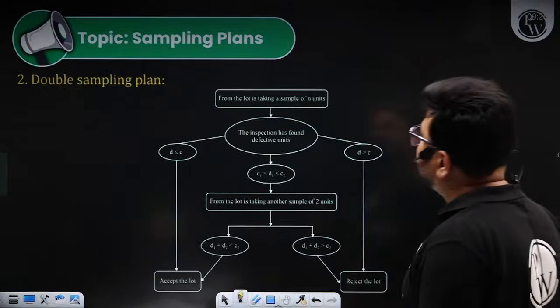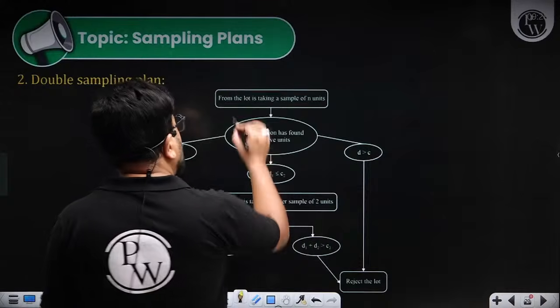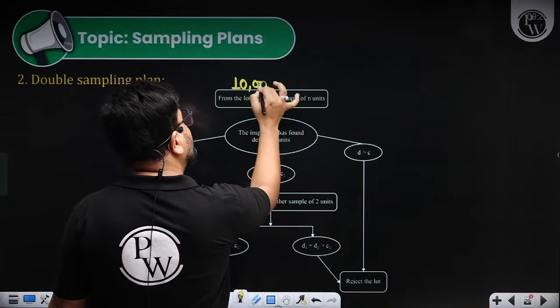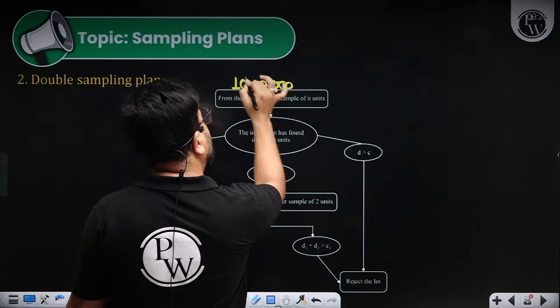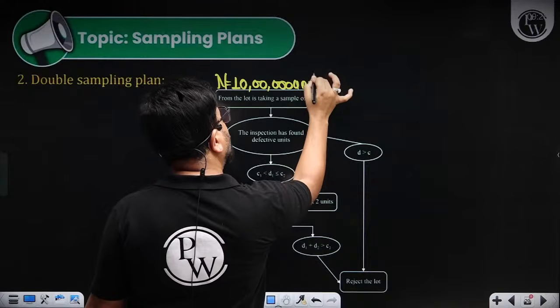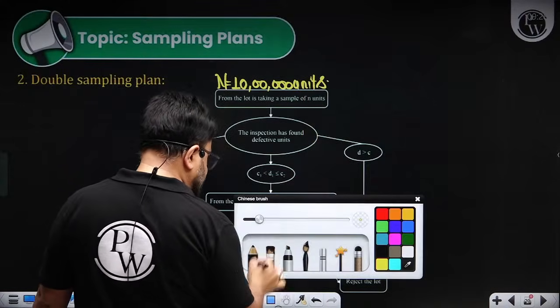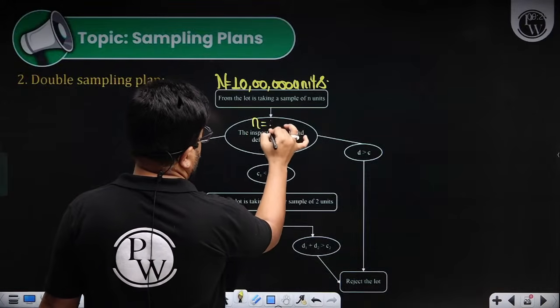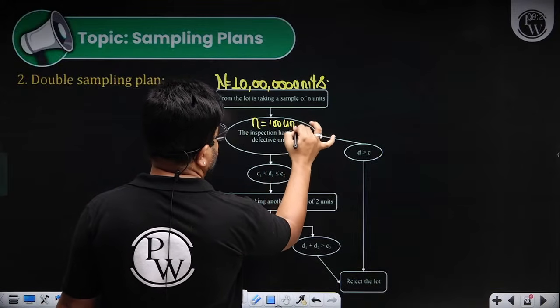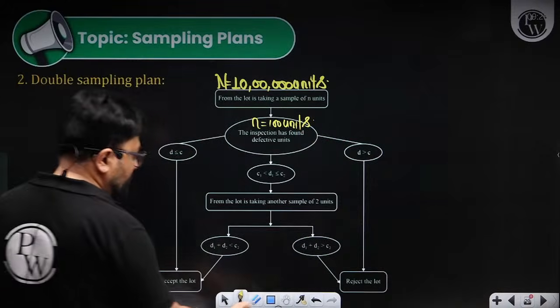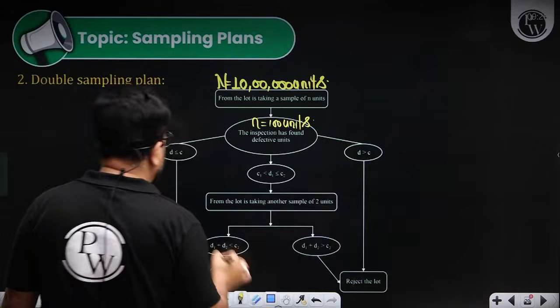In another case, there is a double sampling plan. What we do in a double sampling plan, let's say a lot of 10 lakh units, is randomly draw 100 units, and we do the inspection. There might be two cases.